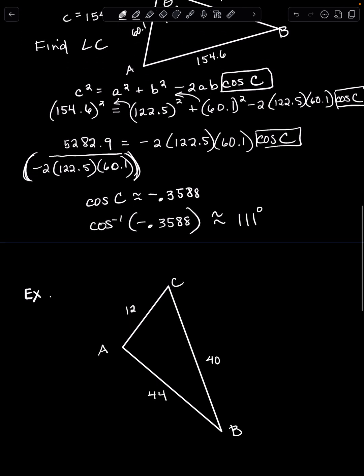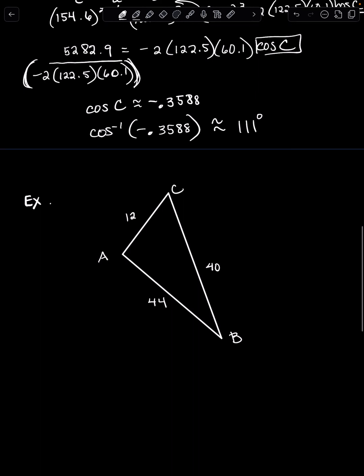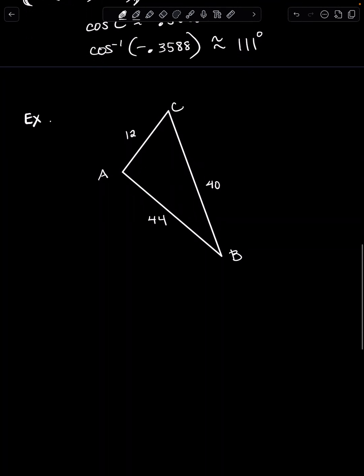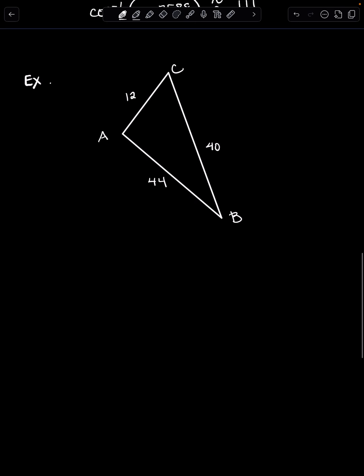I'm going to do one more because this is not just asking for one unknown. This is actually telling me to solve the triangle. So I've got to get all three sides, all three angles. In this one, they give me all three sides. So I'm using the law of cosines. I recognize that. I've got to find all three of my angles.